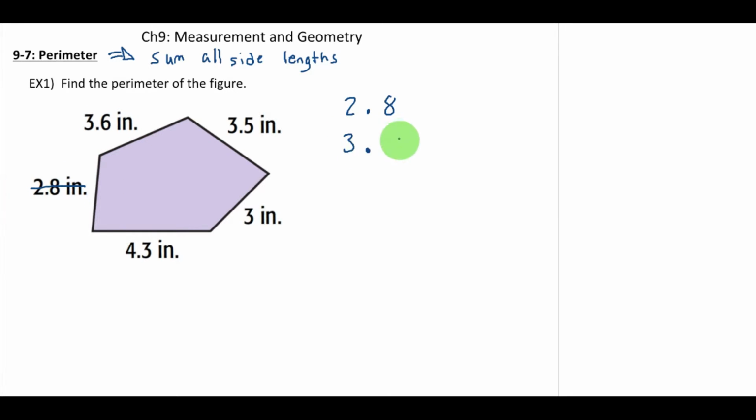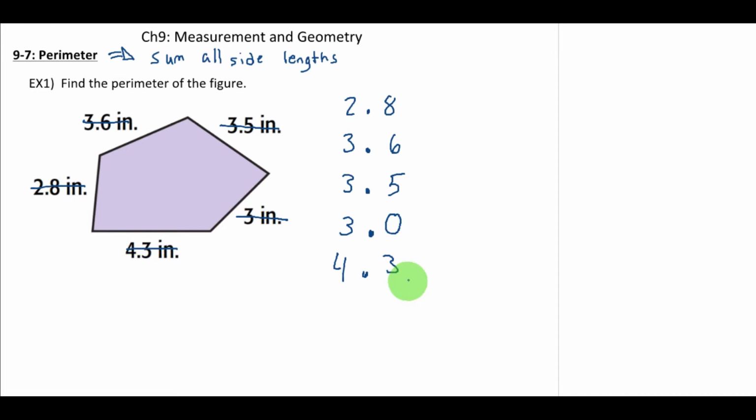Remember, when you're adding decimals, you want to make sure to align all of the decimals up. Cross that one off, and then 3.5 we'll do next. So 3.5. Now, when we get to 3 inches, notice this just has the value 3. So I've got to ask myself, what comes after 3? Well, I've got to put a decimal down, and then let's just plug a 0 in this empty space here. And then finally, 4.3. We have 4.3 last.